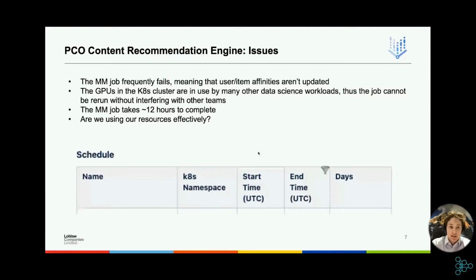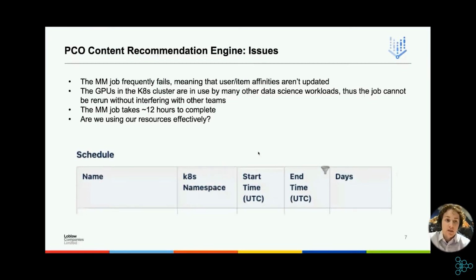Another issue that we run into is that the GPUs on the Kubernetes cluster are used by many other data science workloads, which means that we have to coordinate with other data science teams to make sure that we're not interfering with their runs when we rerun this job. So that basically means that our issues are twofold. We have a job that frequently fails, and we have an issue with rerunning those jobs when they do fail.